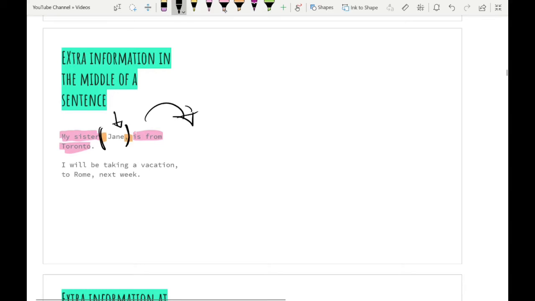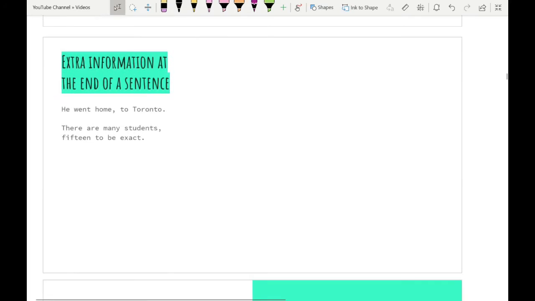But in the middle, if you think you can put it into a bracket, then it's extra information. This being here, extra information about who the sister is. We're giving information about the noun. Our next example, I will be taking a vacation next week. That right there is a sentence. To Rome is giving us extra information about where we're taking the vacation. Pretty simple. And our last one right here is extra information at the end of a sentence.